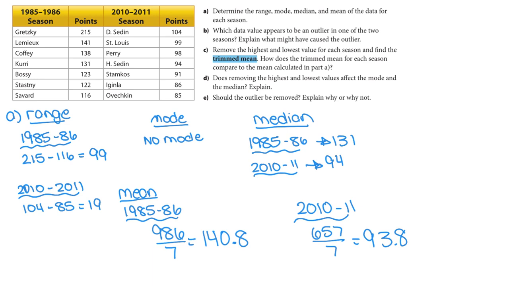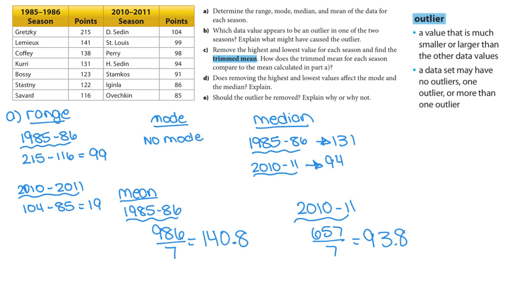The B part says, which values appear to be an outlier in the 2 seasons? So an outlier is a value that's much smaller or larger than the other data values. So it doesn't fit with the other data values. Some data sets have no outliers, and some data sets have a bunch of them. So if you look at all the pieces of data here, you can see that in the 85-86 season, Wayne Gretzky had 215 points. That is definitely an outlier.